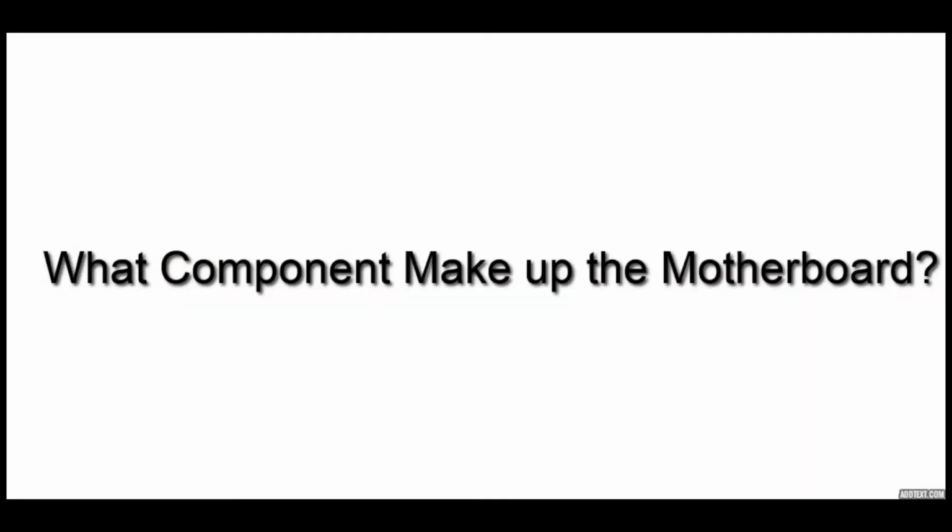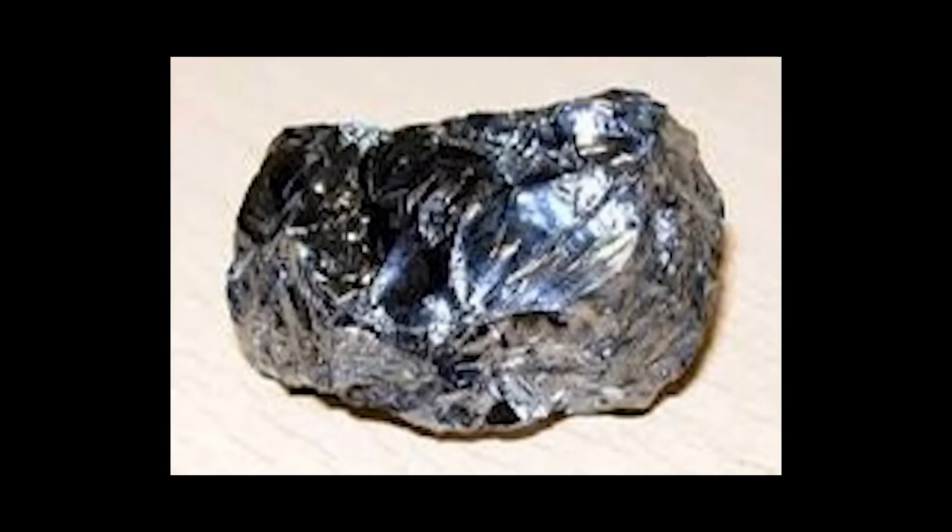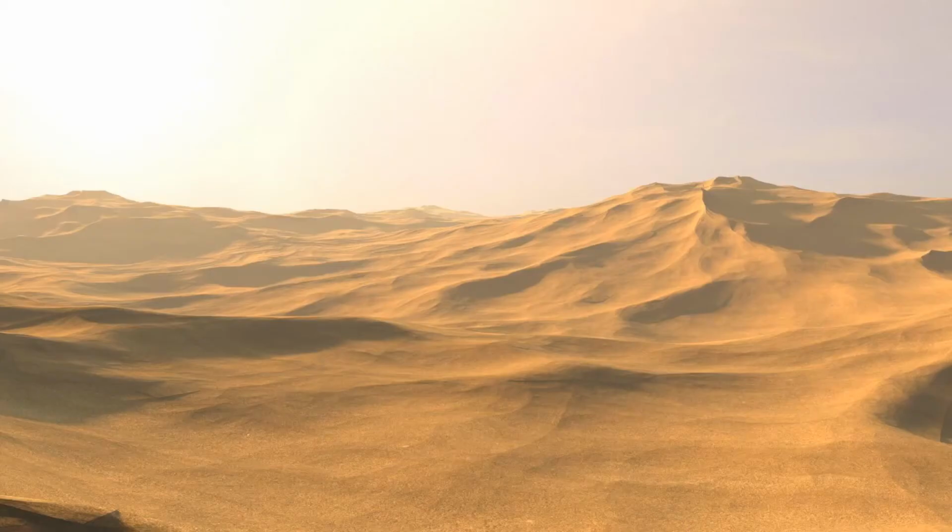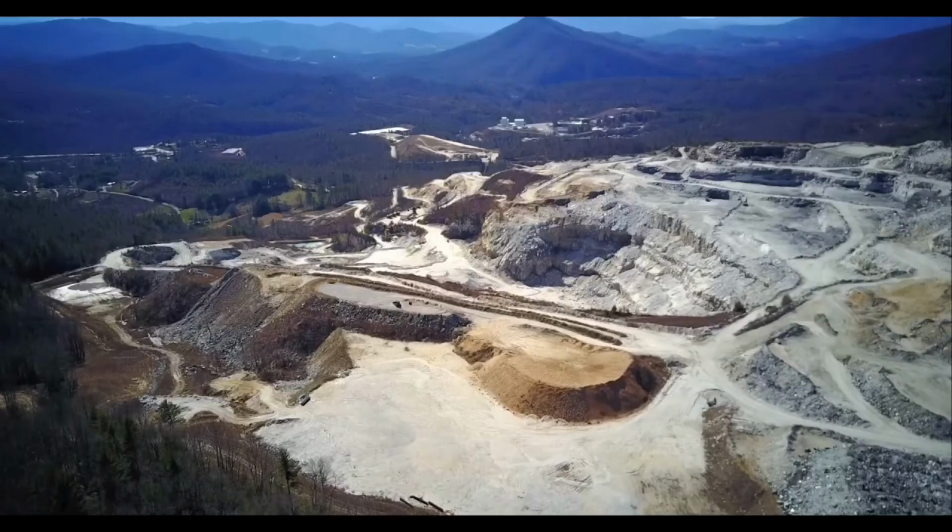What components are a part of the motherboard? The actual hardware components that make up the iPhone X's motherboard are chips. Chips are made out of silicon, which doesn't occur naturally in nature. Silicon is typically harvested from sand, which is primarily made up of silicon dioxide. In nature, silicon can only be found in a compound with oxygen.